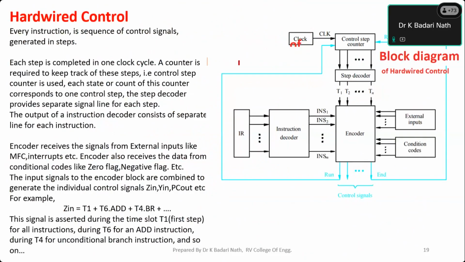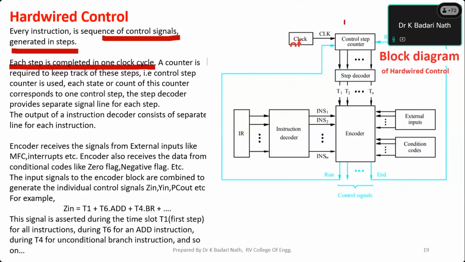Now look at this diagram. We'll understand step by step. First, we'll understand the control step counter. Every instruction is a sequence of control signals generated in steps, meaning in different clock cycles. Each step is completed in one clock cycle. A counter is required to keep track of these steps. So a control step counter is used. Each state or count of this counter corresponds to one control step. The step decoder provides a separate signal line for each step.